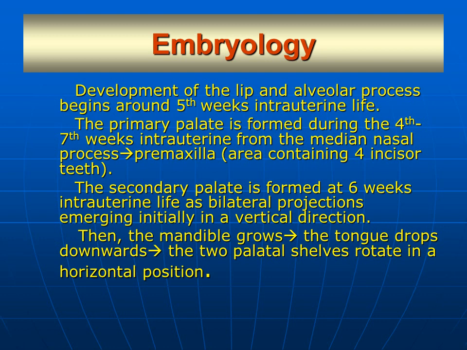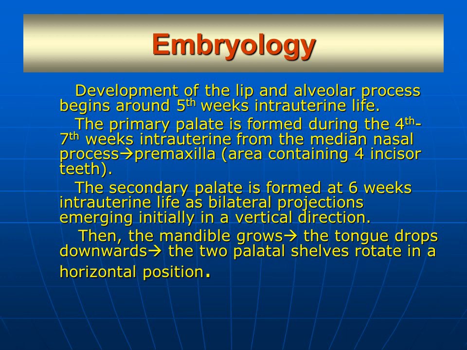To understand congenital cases, we have to return back to the embryology. Development of the lip and alveolar process begins around the 5th week of intrauterine life. The primary palate is formed during the 4th to 7th weeks of intrauterine life from the median nasal process, which is developed into the premaxilla. The premaxilla is the area containing the 4 incisor teeth. The secondary palate is formed at 6 weeks of intrauterine life as a bilateral projection, emerging initially in a vertical direction.